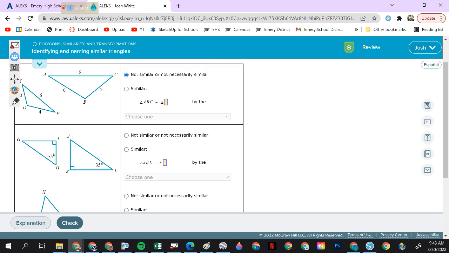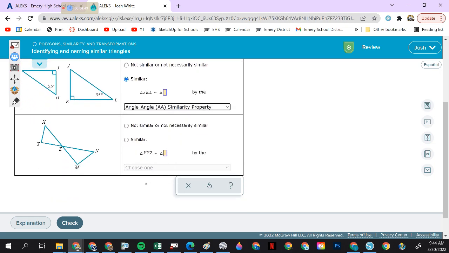So here we have right angles that match. This is 55 and this is 35. If this angle is 55, how big would this angle be? 35. And if all 3 angles are congruent, then yes, they are similar. And then you need to, by the angle-angle postulate. Okay. So if they have 2 angles that match, or really 3 angles that match, then they are similar by the angle-angle property. Okay.